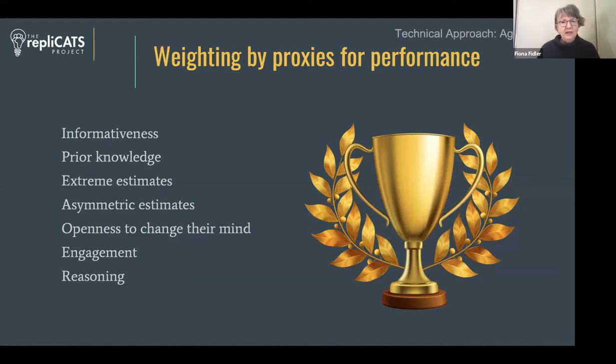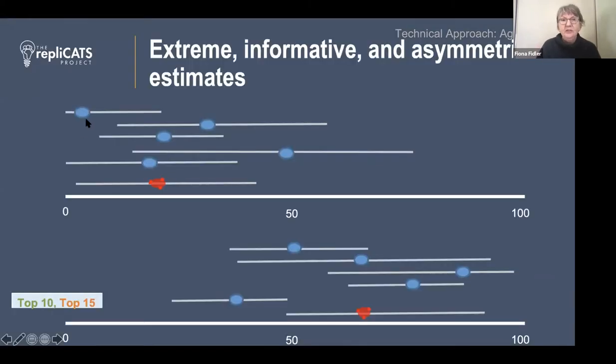We can weight by open-mindedness, so how much participants shift their judgments between round one and round two, if we think open-mindedness or integrating new information is likely to be a proxy for good performance. We can weight by engagement, the amount of time they spend on the platform and the number of words they write. And we can weight by reasoning. Because we are collecting those open-ended justifications and reasoning responses from people, we can qualitatively analyze those and use those as a weighting proxy.